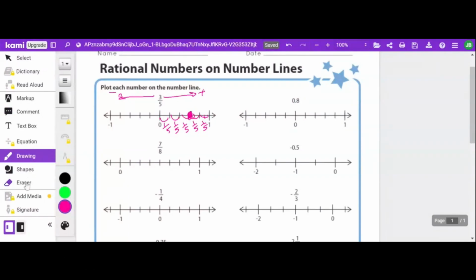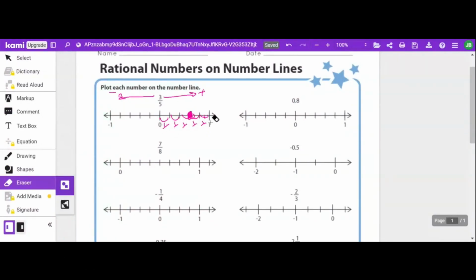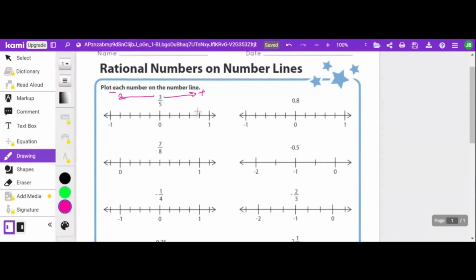Okay, let me erase all of this that's at the bottom down here so it doesn't get confusing. And let me redraw that. So 3/5 is right here on the number line.